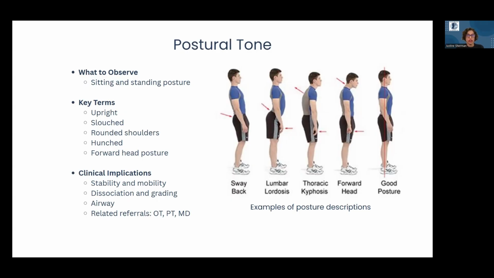Now, upright posture supports efficient breath support, stable jaw positioning, optimal oral rest posture, and refined motor control for speech and feeding. It is all related. Slouch posture, so if we're kind of looking at this guy here, results in reduced respiratory support, jaw instability, low and forward tongue posture, and an increased compensatory movement during speech and feeding.